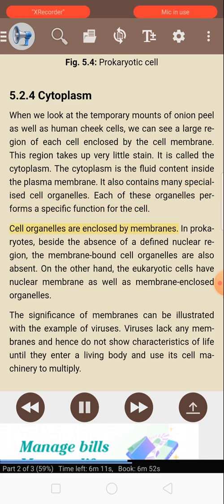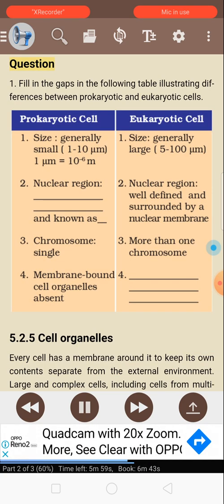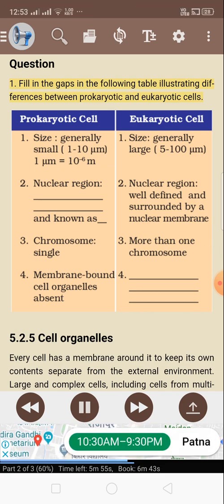Cell organelles are enclosed by membranes. In prokaryotes, besides the absence of a defined nuclear region, the membrane-bound cell organelles are also absent. On the other hand, the eukaryotic cells have nuclear membrane as well as membrane-enclosed organelles. The significance of membranes can be illustrated with the example of viruses. Viruses lack any membranes and hence do not show characteristics of life until they enter a living body and use its cell machinery to multiply. Question 1. Fill in the gaps in the following table illustrating differences between prokaryotic and eukaryotic cells.